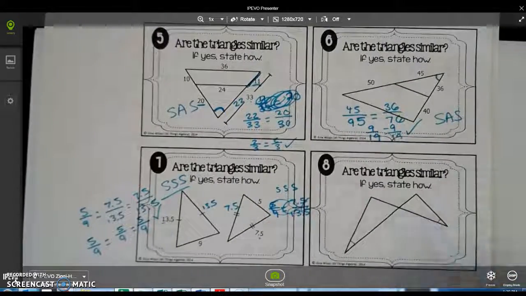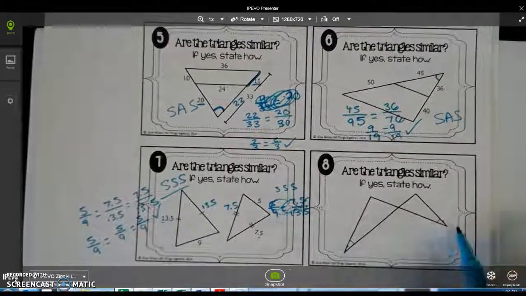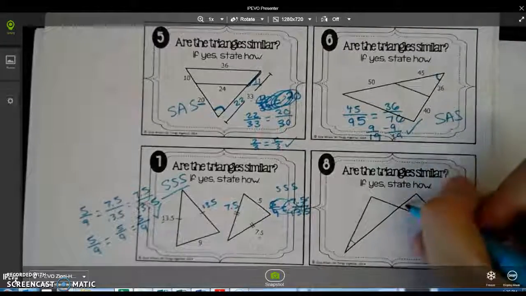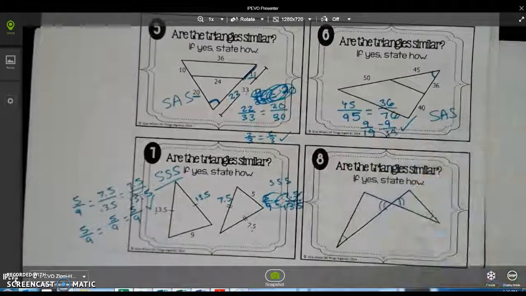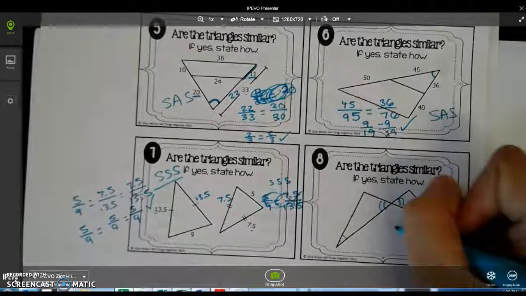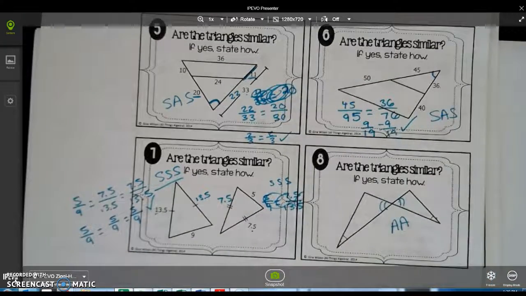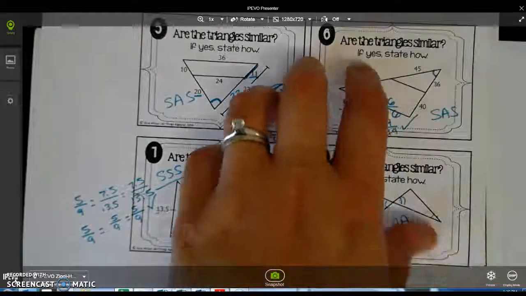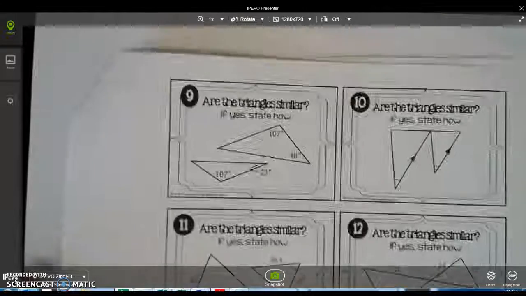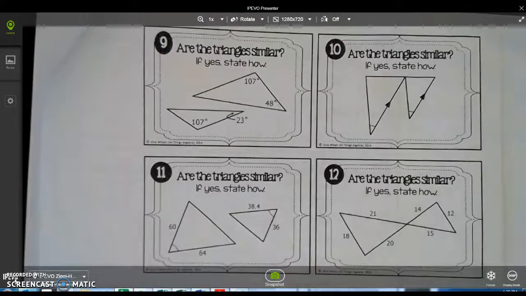Number 8. I was told one set of angles. These are vertical angles. So I've got 2 angles. I've got AA. Keep going. Just doing a lot of these.